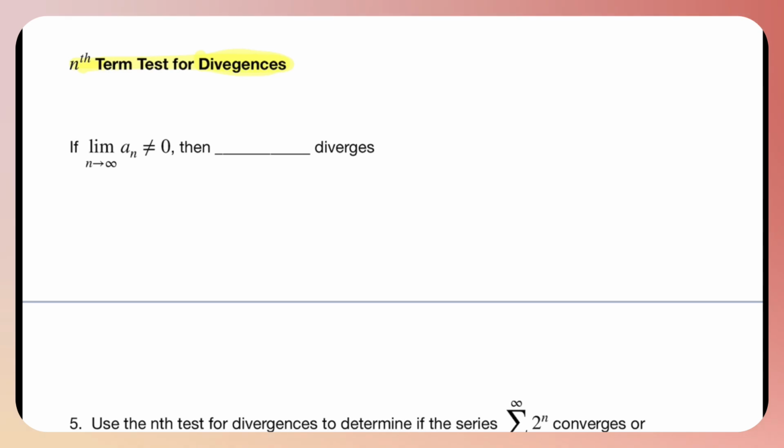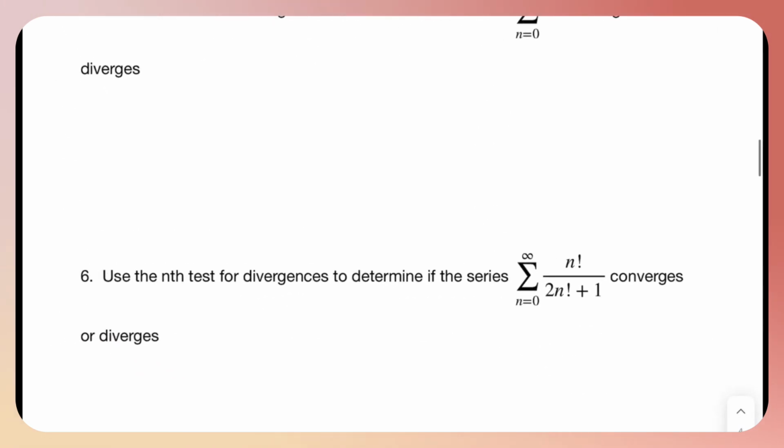And basically, this test simply says, if I find the limit as n goes to infinity of a sub n and I get anything except 0, I know the series diverges. The problem is if I get 0, this test fails and I must figure it out another way. Okay, so make note of that. The nth term test only tells us if it diverges.